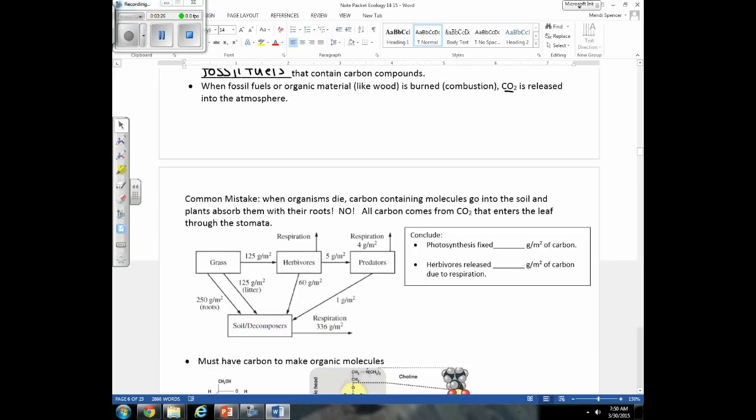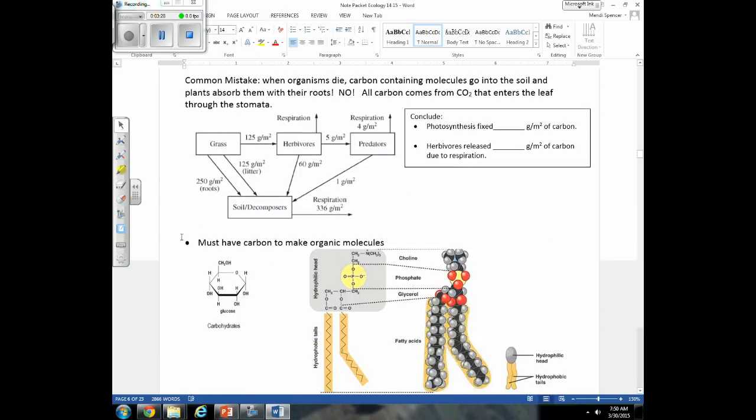One common mistake that students make is that they will say that whenever organisms die, these organic molecules are returned to the soil, and then plants are able to take up organic molecules through their roots, and that's completely inaccurate. I need you to make sure you understand that all carbon to make organic molecules through photosynthesis comes from CO2 in the atmosphere, and plants are taking in that gas through an opening in their leaves called a stomata, and we're going to talk more about those in probably the third segment of notes.